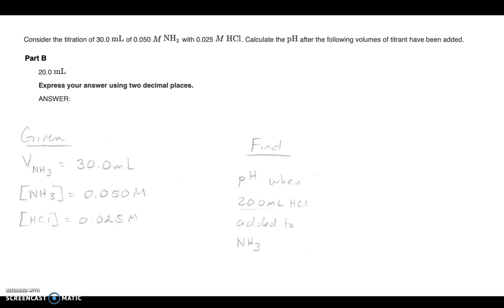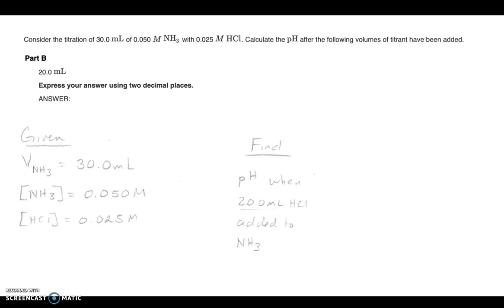My plan is to only do part B because the rest of the parts of this problem are going to be really similar. So it'll be up to you to finish off the rest. So let's take a look at this problem. It says, consider the titration of 30 mL of this concentration of ammonia, reacting with this concentration of a strong acid, HCl. It's asking us to calculate the pH after the following volumes of titrant have been added. So in this case, for part B, we're combining 30 mL of the 0.050 molar ammonia with 20 mL of our 0.025 molar HCl.